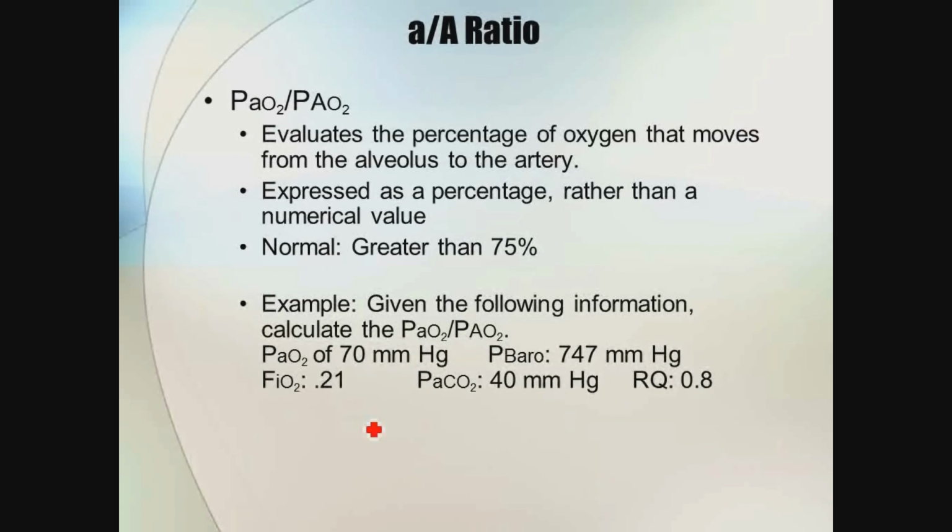Another way to look at this, because one wasn't enough. This is the AA ratio, meaning the arterial divided by the alveolar. Conceptually, what percentage of gas in the alveolus is getting across to the arterial system? Normal value is somewhere around 75% and higher. Pretty much a good portion, 3/4 of what's in my alveolus should be able to get across to my arterial system.